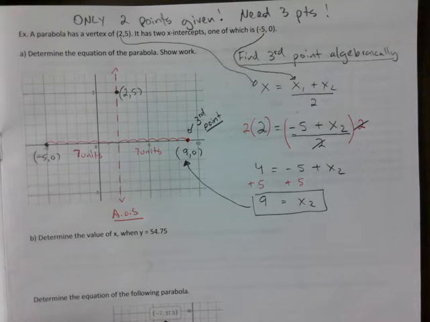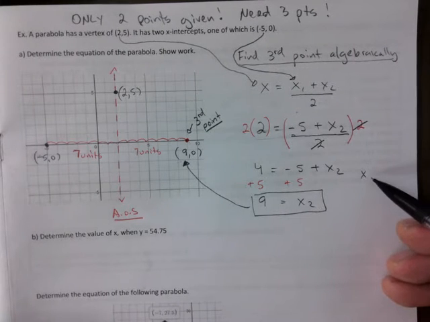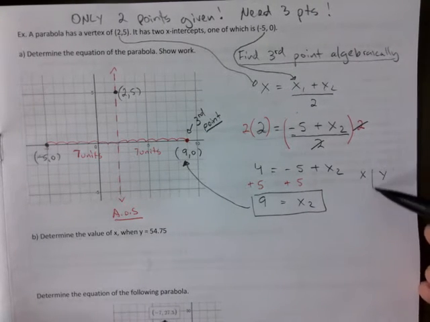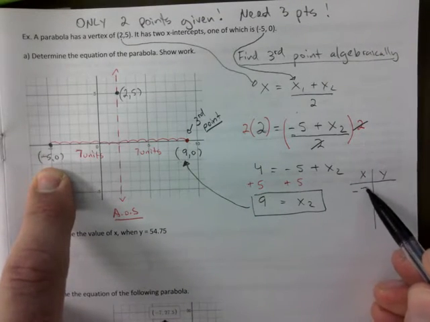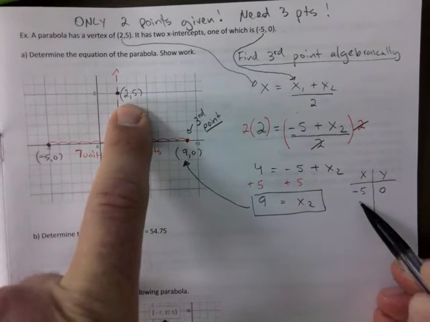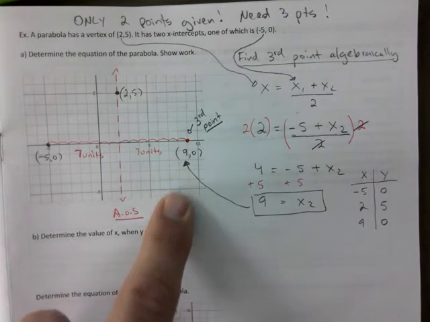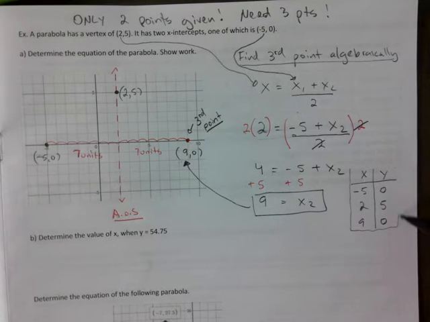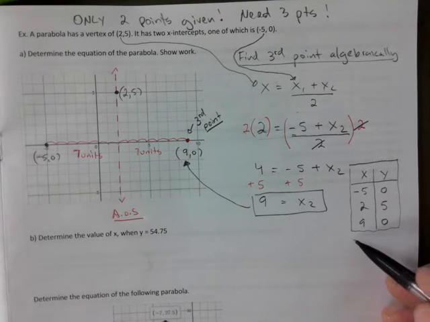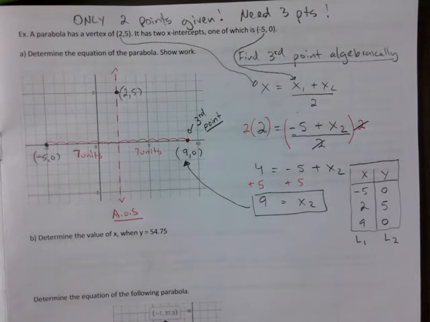Now we will come up with a quadratic equation. This is how I want you to do it. You just go x, y in this case, and write it in as a pair: -5, 0, 2, 5, and 9, 0. We make a little table, and we say that this goes into L1 and this goes into L2. That is part of showing your work, by the way. L1 and L2.